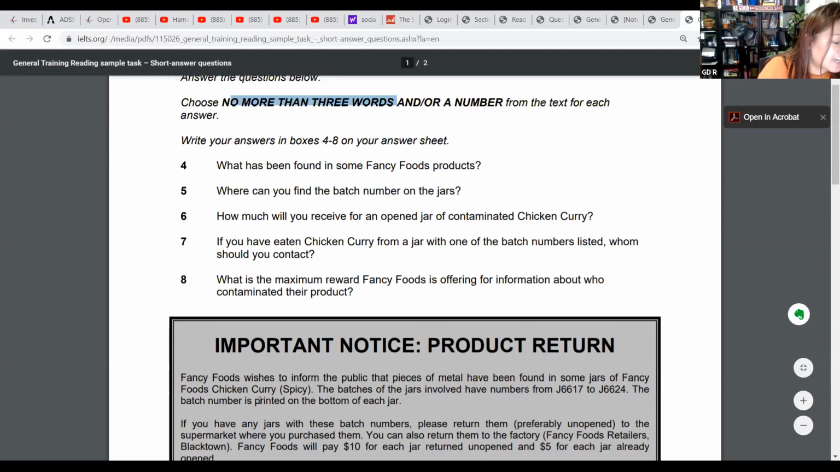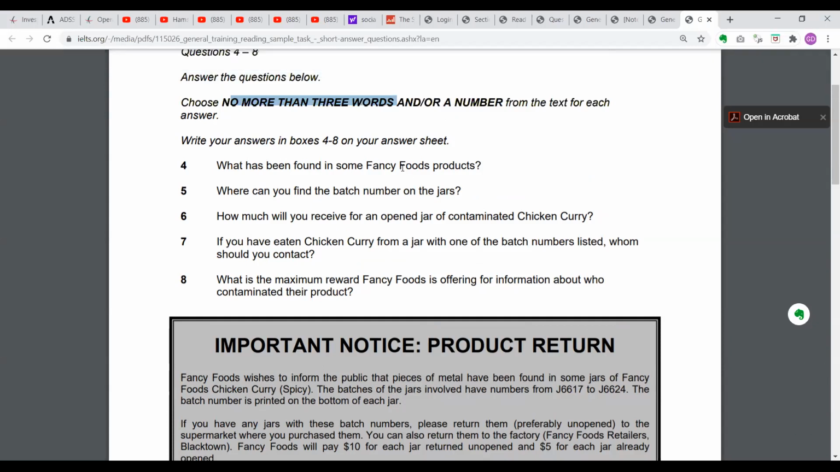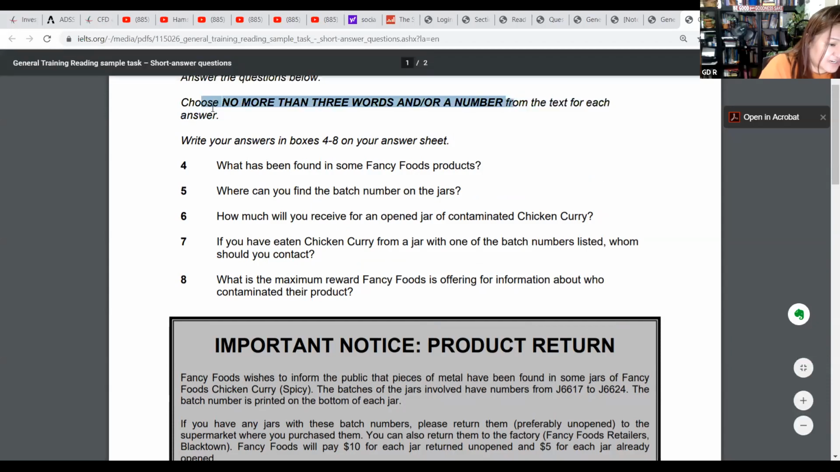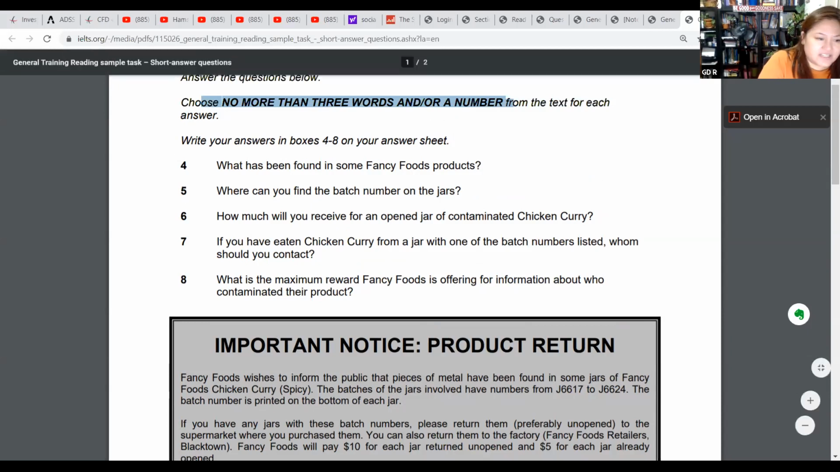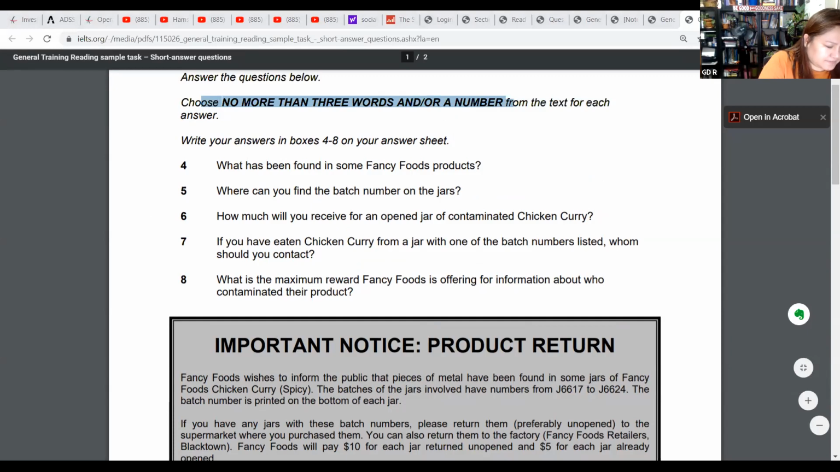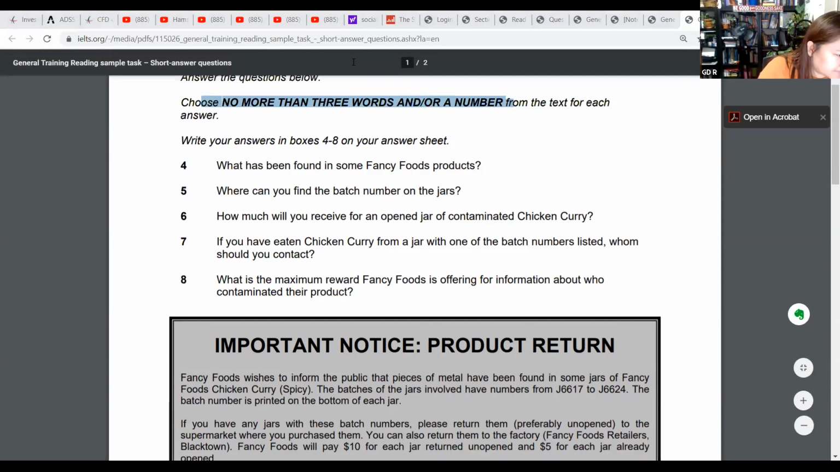So, you cannot say, Romel, printed on the bottom of jar. Okay? Max of 3 words. Kasi no more than 3 words and a number. Make sure, ha? Then you can answer this on your own later. So, let's move on sa ibang question types. Screen 2.